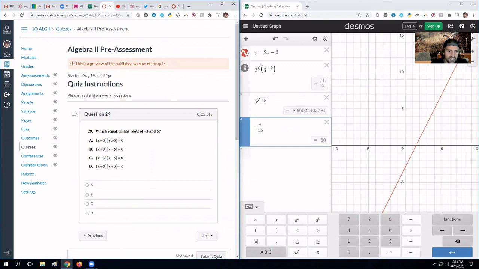All right, which equation has the roots of negative 3 and positive 5? Now the roots solve each factor. So if we look through here, which one would solve the factor, meaning solving it makes it equal to 0. If I plug negative 3 into x minus 3, that doesn't equal 0. But if I plug negative 3 into x plus 3, that is 0. If I take the other one, 5, and plug it into x minus 5, that would work. So our roots are what make each factor equal 0.